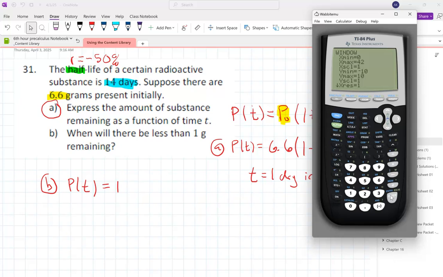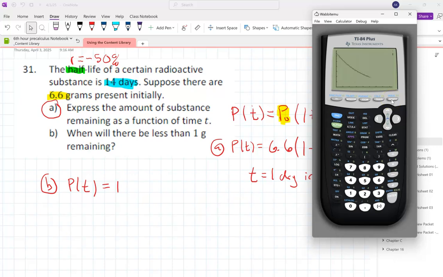Is everybody okay with that? You could have just guessed and written 100 there or something and it would have been fine. All I need to do is make sure I can see that intersection on my screen somewhere. I like to just work it out in my head. Now the y's are representing the amount of substance. So the least amount of substance I can ever have in a decay problem is 0 because eventually it's all going to go away. The most I'm ever going to have is what I started with, which is 6.6. I'm just going to write 7 though because I like round numbers. And then I'm going to hit graph.